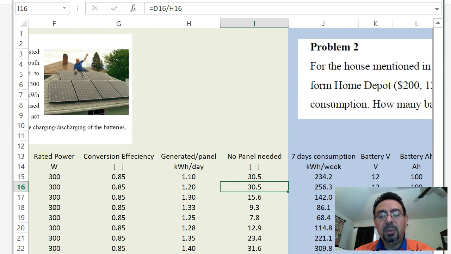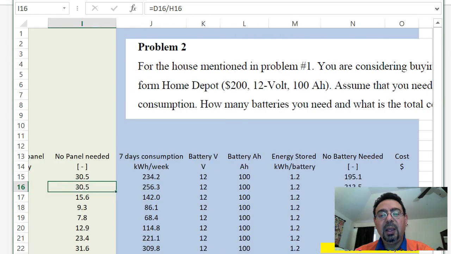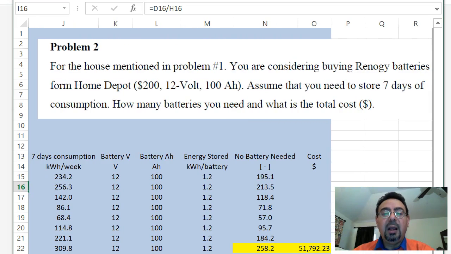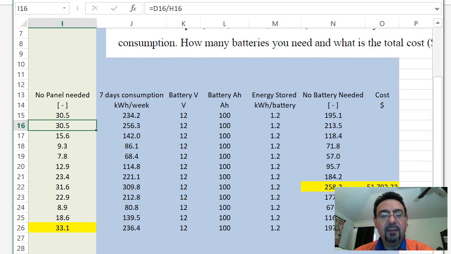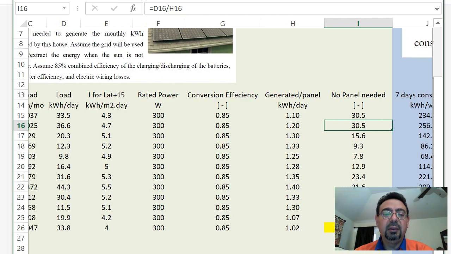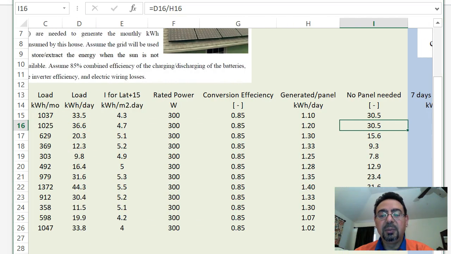Now for problem number 2, he said now find out how many batteries are needed for what? For storing 7 days of consumption. Okay, and then once you find how many, you find the cost. So how do I do this? Well, I have the daily consumption, right? Or the daily load. This is the daily load.